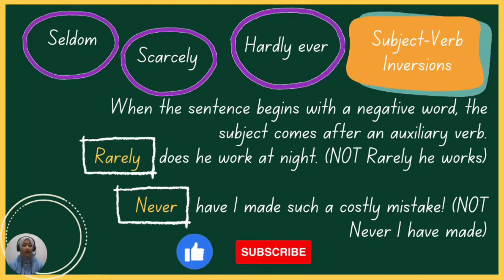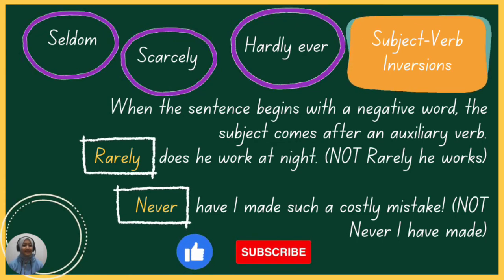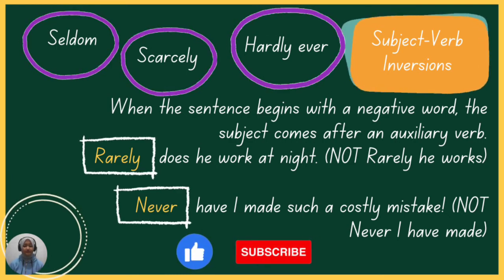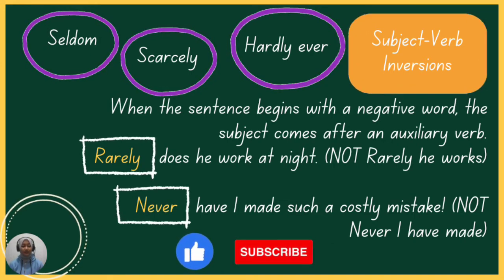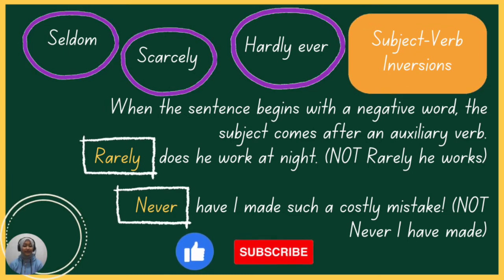Selain rarely juga ada never. Ya, never have I made. Kita lihat di sini juga ada inversion. Jadi auxiliary verb yang muncul itu sebelum subject ya. Kalau dalam bentuk normalnya biasanya kita menggunakan subjek predikat, I have made ya.